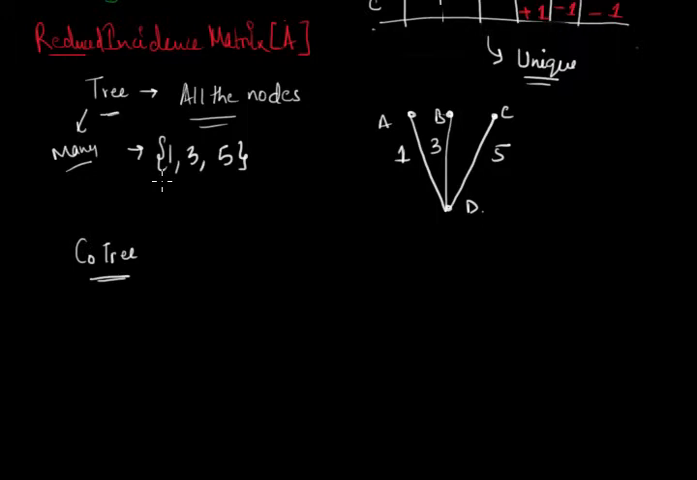What is a cotree? A cotree is the set of branches which are disconnected to form a tree. In this case, we have removed these branches 2, 4 and 6 to form a tree. So the cotree is 2, 4 and 6.